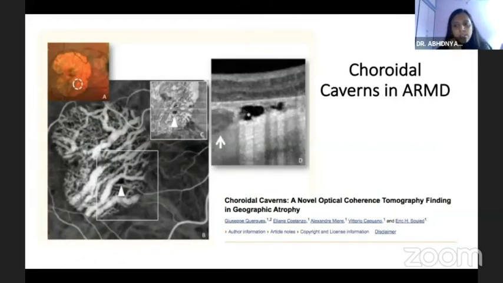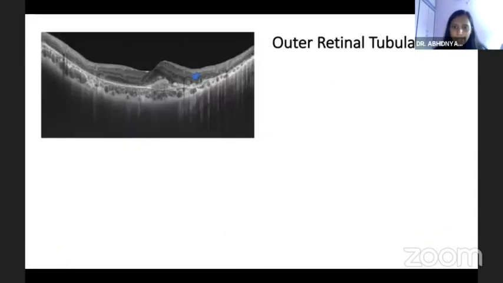Another entity is the choroidal caverns in age-related macular degeneration. Mostly they are seen in geographic atrophic areas. However, they do not have any prognostic significance, but one should know these findings.